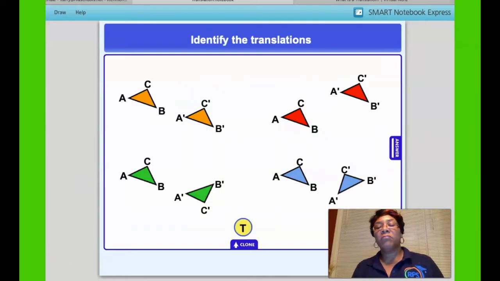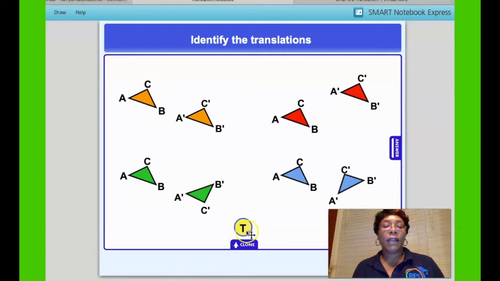So look at these. Let's identify the translations appearing in the picture. Take your time, determine which colors are translations, and that's all I want you to do. So just go ahead and pause your video, and then when you think you got all the right answers, we're going to check it.